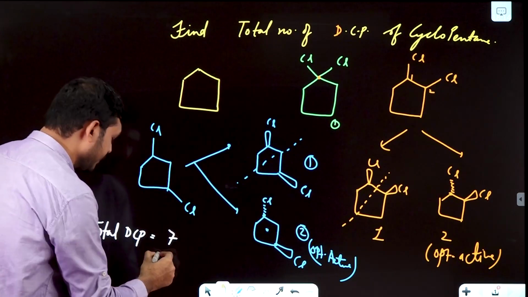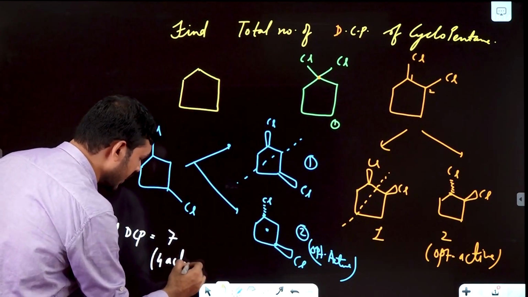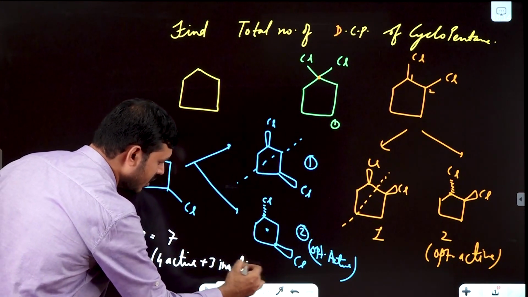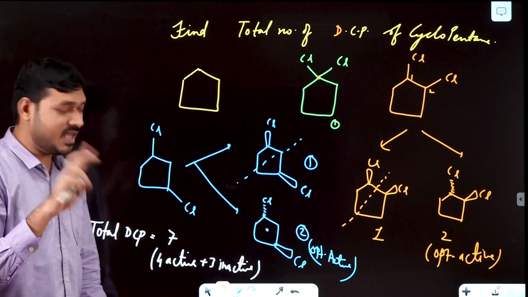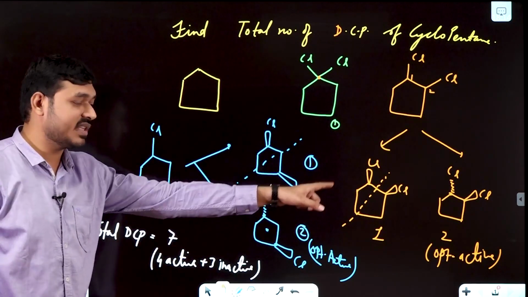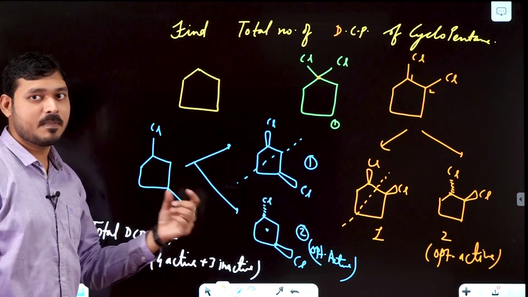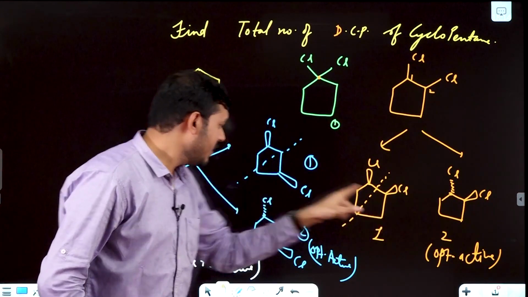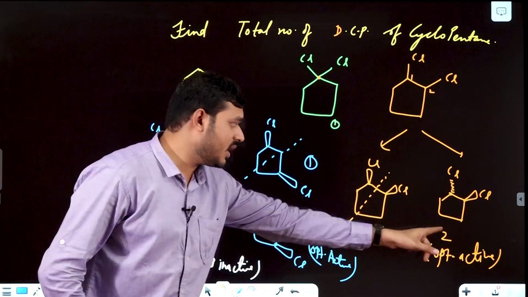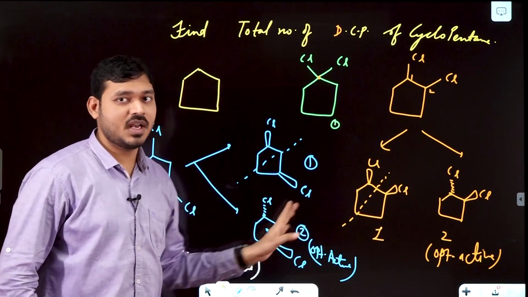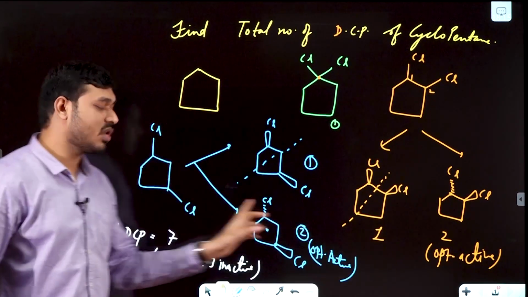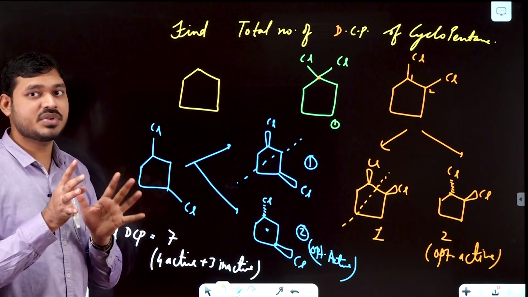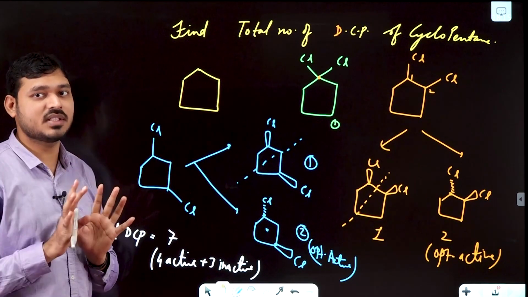Out of 7, 4 active plus 3 inactive. Now when I say 4 active, I mean that I have already counted its enantiomer as well. Means there are actually total 5: 1, 2, 3, 4, 5. Now this one and this one will be optically active, so its mirror image is also counted here. So total 7. Clear? Remember, the way the question is asked, in that way only you have to answer.